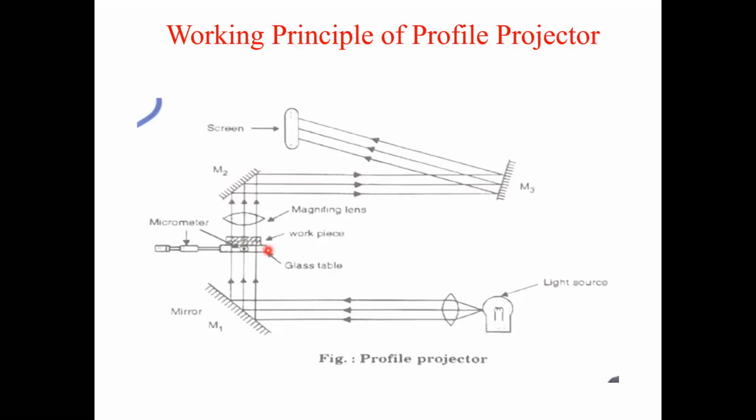In two directions you can move the work table. Here there exists a circular scale also in order to measure the angles. This profile projector is not only meant for measuring linear measurements, it is also used for circular and angular measurements.